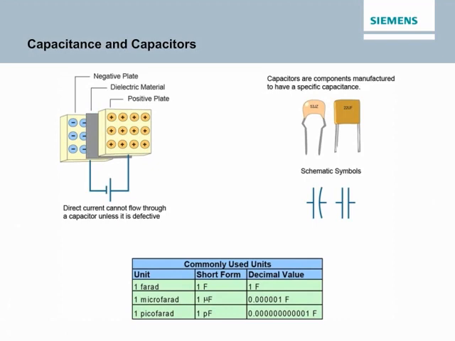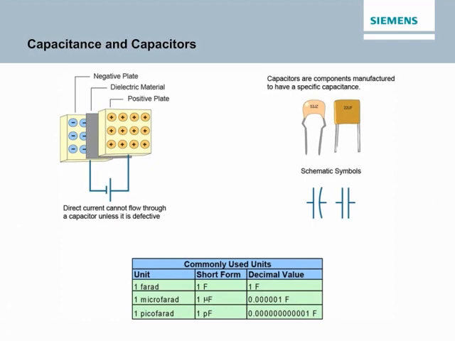Direct current cannot flow through the dielectric material because it is an insulator. However, the electric field created when the capacitor is charged is felt through the dielectric. Capacitors are rated for the amount of charge they can hold.